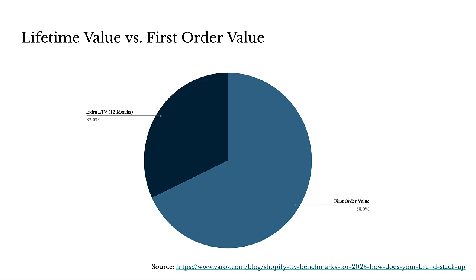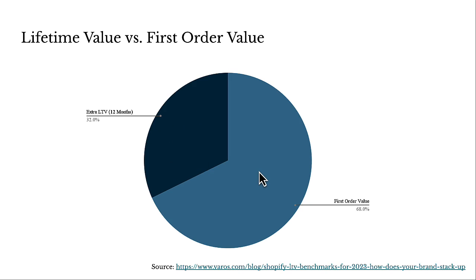This shows, for an average Shopify store from the source Veros.com, that for the first 12 months, the light blue section is your first order value. That's basically how much customers spent on their first order. And then for the remainder of the 12 months, the extra sales generated by your typical customer is the darker blue section.